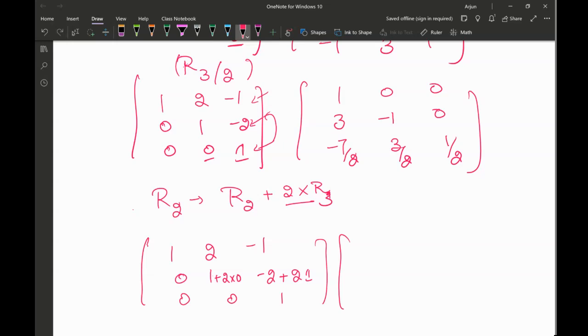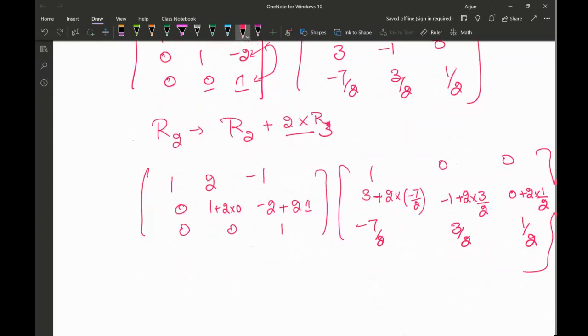This will be a big hassle now. 1 3, and this is actually 3 plus 2 times minus 7 over 2. This is 0 0, and minus 1 plus 2 times 3 over 2, and 0 plus 2 times 1 over 2, minus 7 over 2, 3 over 2, 1 over 2. That's how I'm going to leave them.